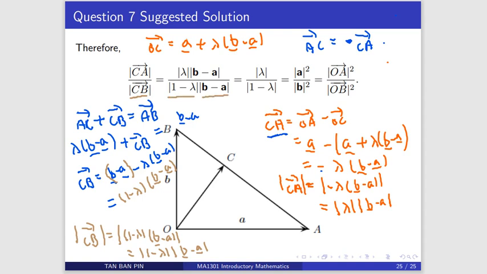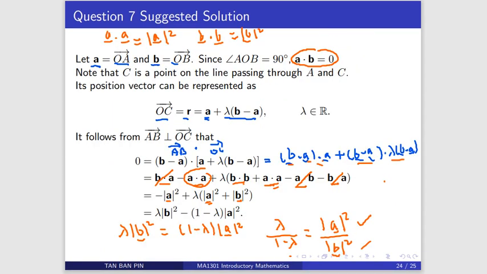Then just now I have already shown you the length of vector CA is magnitude of lambda times magnitude of B minus A. Then magnitude of B minus A will cancel, so it gives you magnitude of lambda over magnitude of 1 minus lambda. And if you go back to what you have done earlier, what we have earlier is magnitude of A squared over magnitude of B squared is lambda over 1 minus lambda.